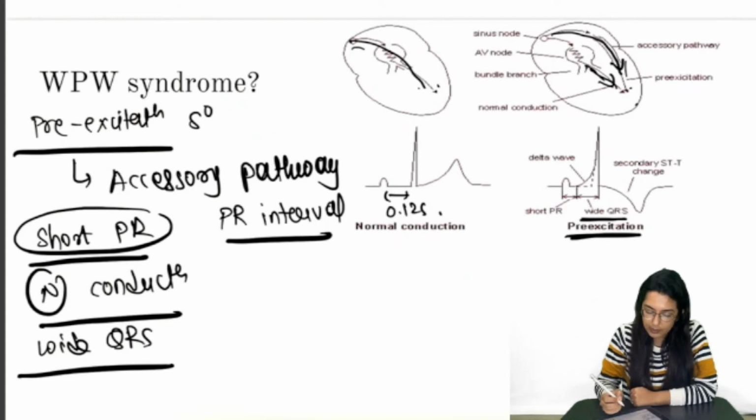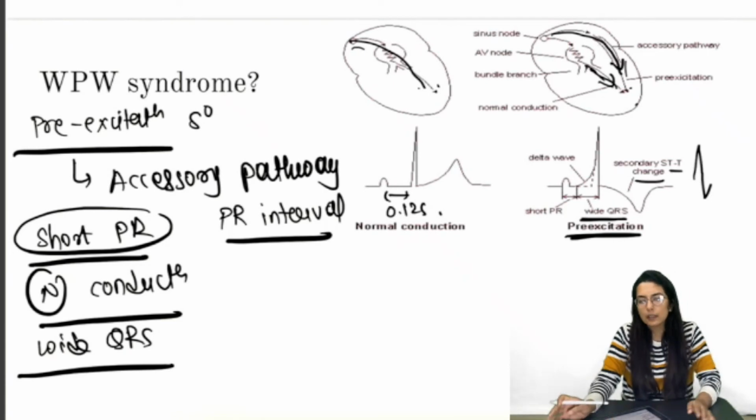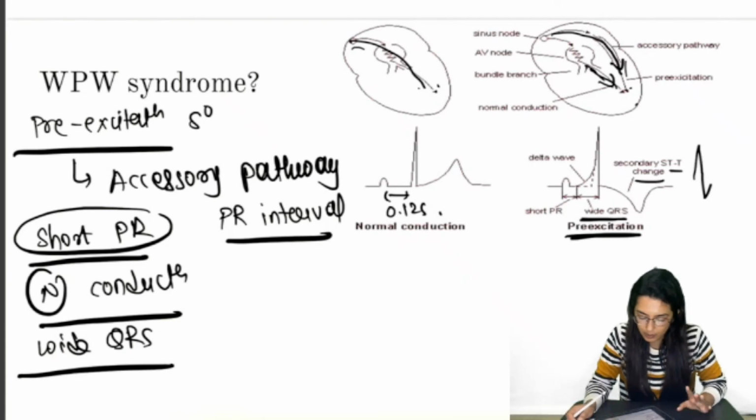So there will be a wide QRS and there will be discordance. Discordant means one wave is going up, the other wave is going down. Normally the T wave is upright, but there will be discordance between the QRS and T wave. These are the secondary ST-T changes seen in WPW syndrome.